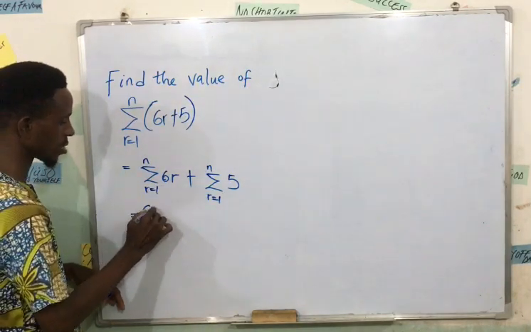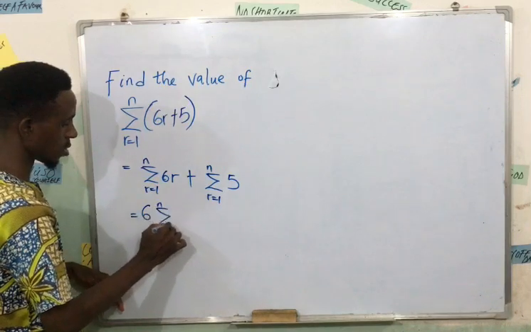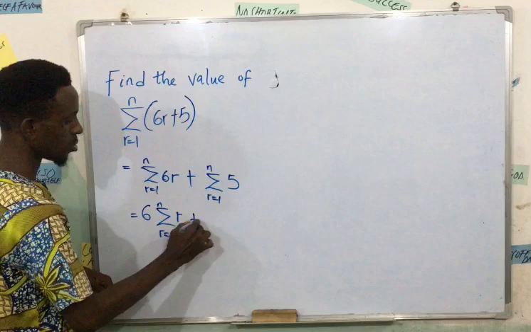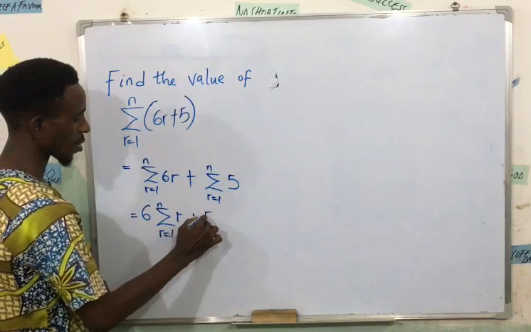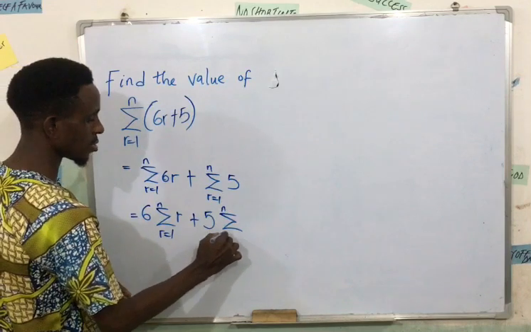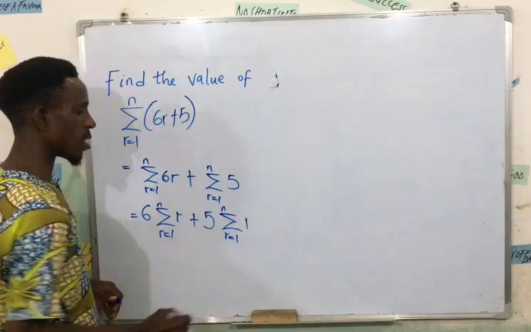So I have 6 times the sum when r is equal to 1 to n of r, plus 5. I'll have to bring 5 out. Just know that it's still constant. So it's 5 times the sum of 1, from 1 to n.